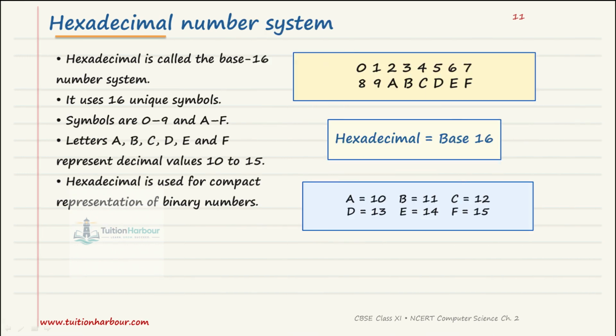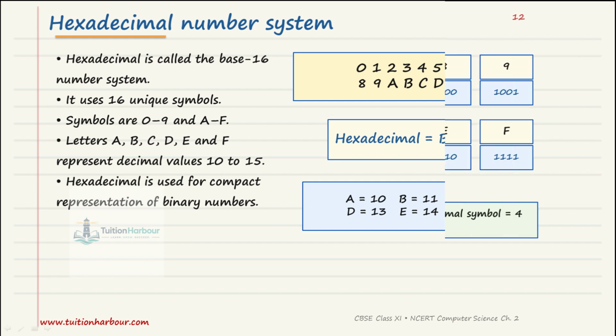Hexadecimal is the base 16 number system. It uses 16 symbols: 0 to 9 and the letters A to F. In hexadecimal, A represents 10, B 11, C 12, D 13, E 14, and F 15.